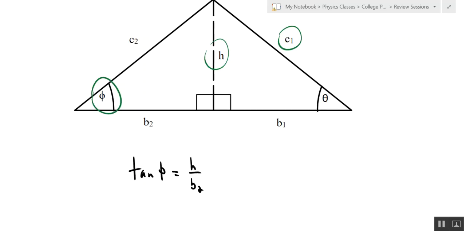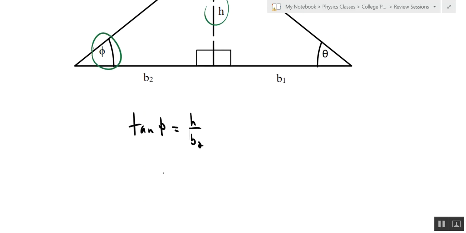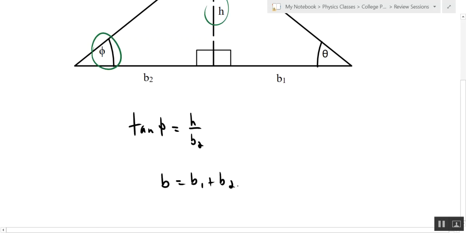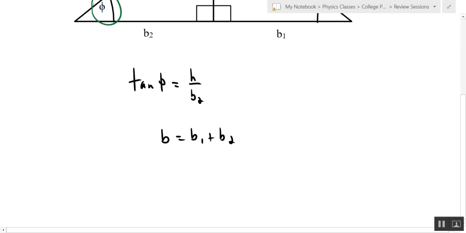Okay, so then you know B1, you know B2. So then what is the entire base, if you know B1 and B2? You're trying to find the base of the entire triangle, from here to here. So you just add them up. That's the total, that's the entire base, the base of the whole thing. And that's almost one part.